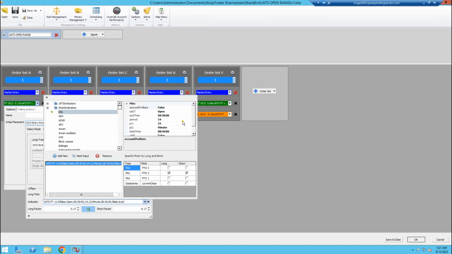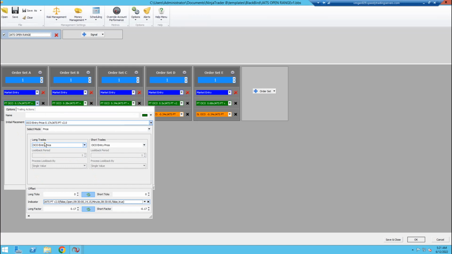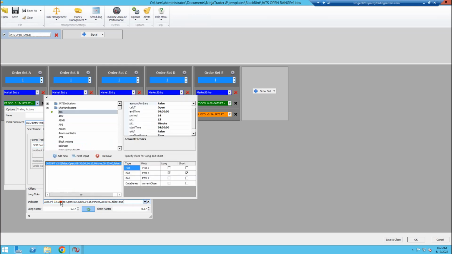So this is set up for use time range, add the PT2 indicator into an OCO with entry price, and then you put the JATS PT2 indicator in. No changes to it until you make the changes time frame true, and then 8:30 to 9:30 for that 1 hour IB.